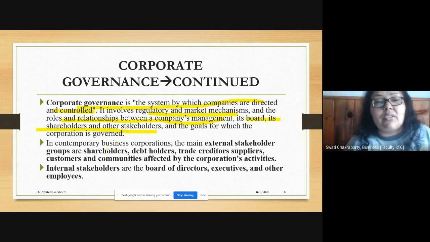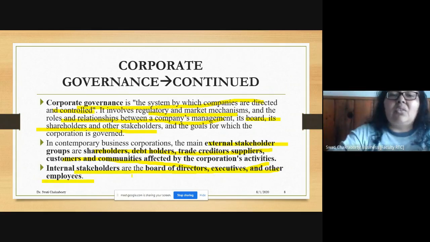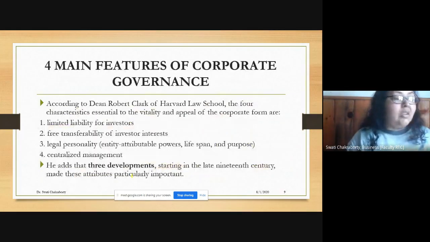So who are the external stakeholders? They are the shareholders, the debt holders, trade creditors, suppliers, customers, and the community as a whole, who are affected by the activities of the organization. And internal stakeholders are the board of directors, executives, and other employees who are within the organization. Right. So, what are the four main features of corporate governance?